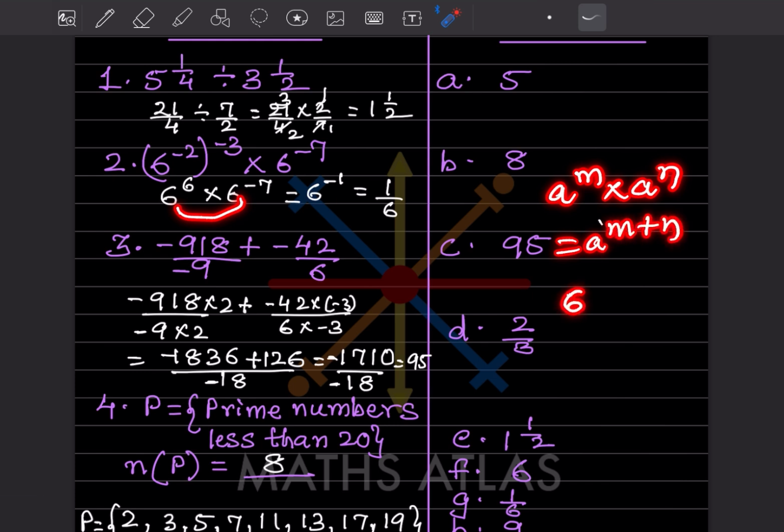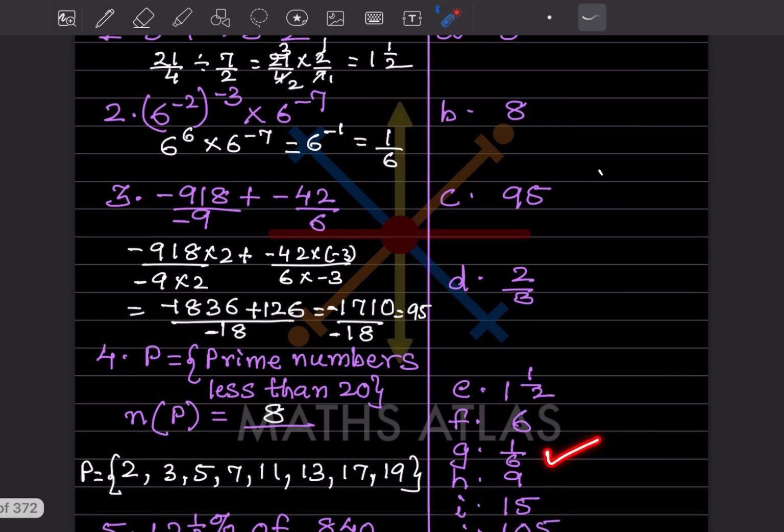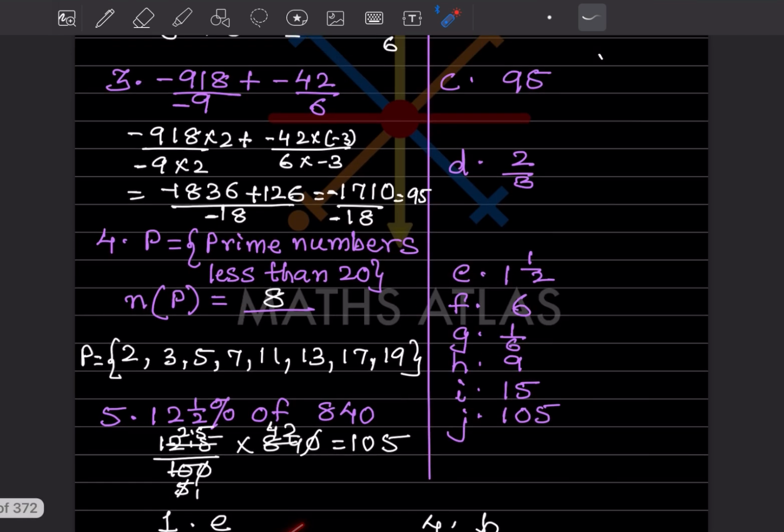So what are you going to do? a means here is 6. So that will be 6 raised to 6 minus 7. So 6 raised to minus 7 plus 6, that is going to be minus 1. 6 raised to minus 1. Now since this is negative, you have to make it positive. So that is going to get flipped over. So that will be 1 by 6. So this 1 by 6 is here for G. So I have written here G.